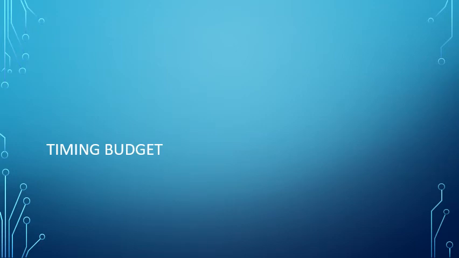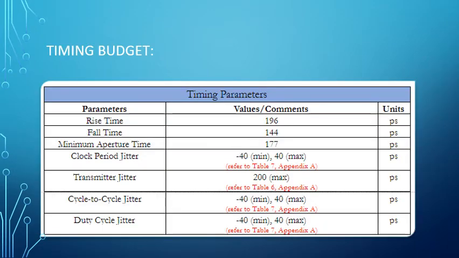For this section, we'll be talking about the timing budget. Within the timing budget, we have a rise time of 196 picoseconds, a fall time of 144 picoseconds, and a minimum aperture time of 177 picoseconds. This shows that the rise time has a larger amount of delay than the aperture time. Therefore, you'll see that the waveform looks almost like a sine wave, going over like a hump, because there is a very small amount of aperture time.